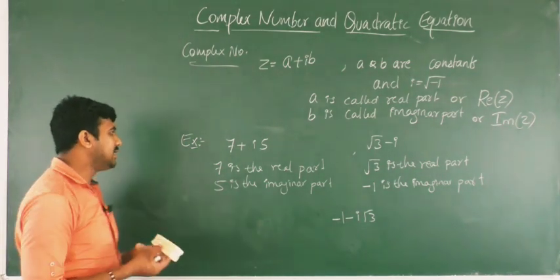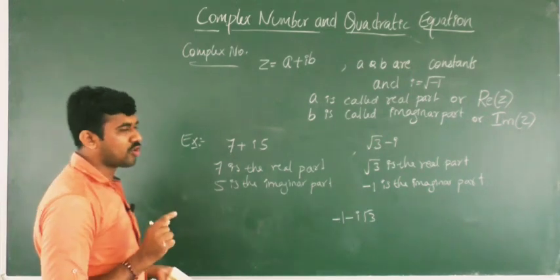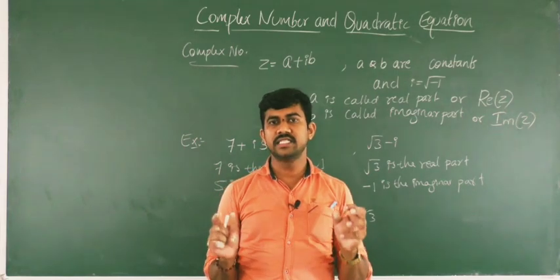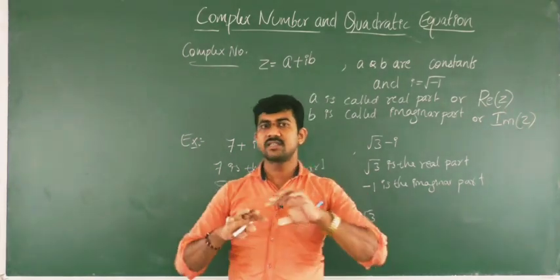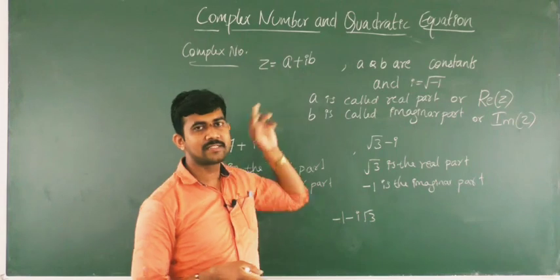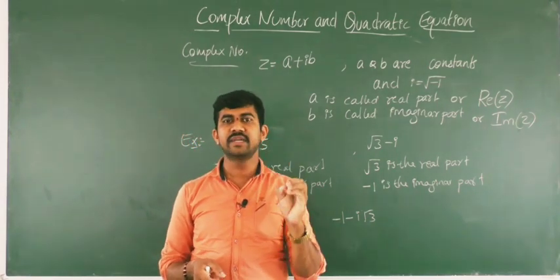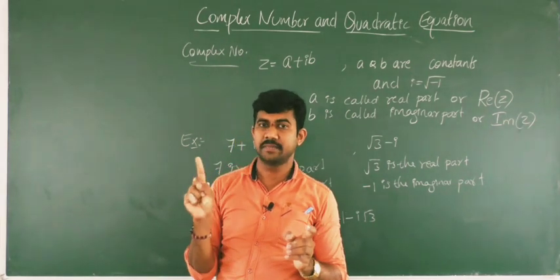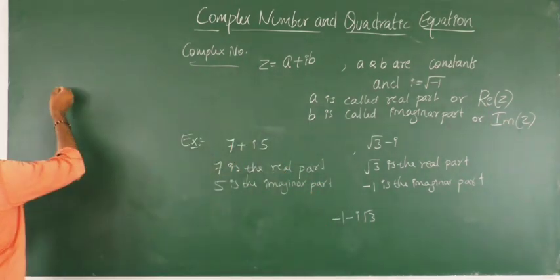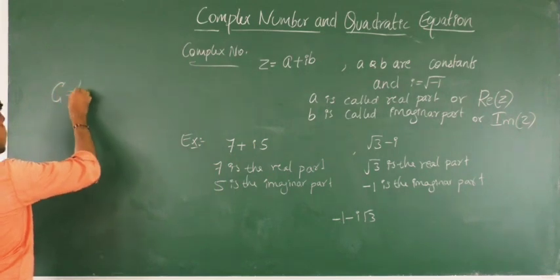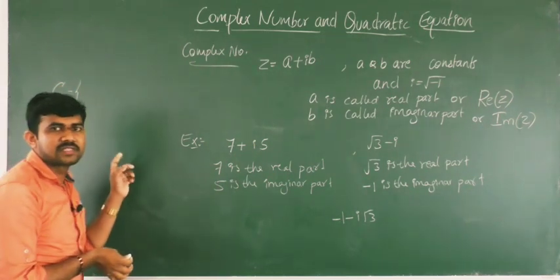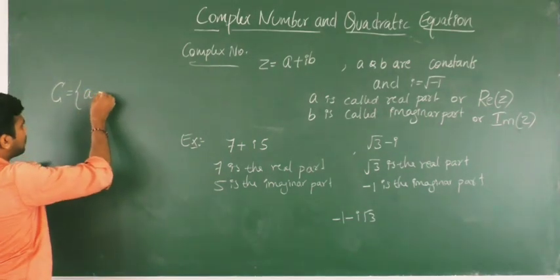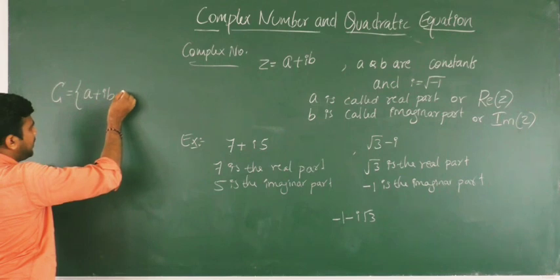And the set of complex numbers, what is it? Complex numbers form a set. It contains all the numbers of the form a plus ib. And that set we denote by a standard letter that I already used, that is capital letter C. So capital letter C denotes the set of all complex numbers, the set in which all numbers are of the form a plus ib.